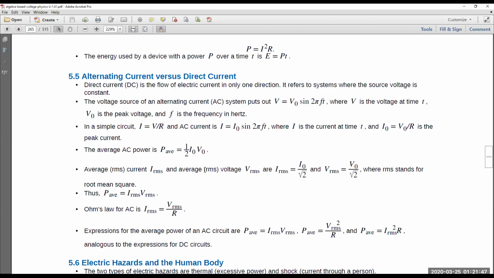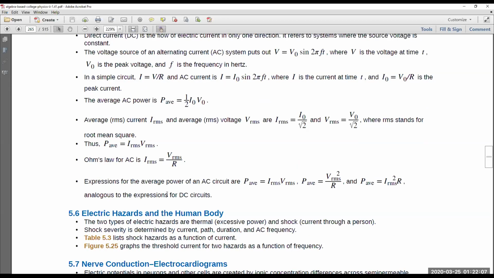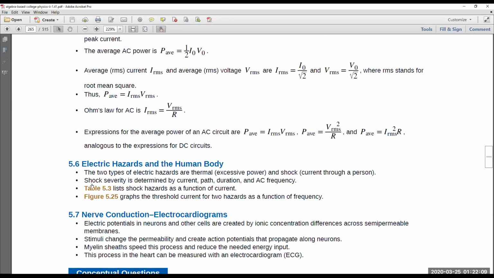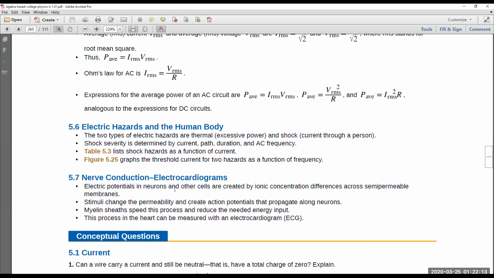So I'm not saying that this is not important. I'm just saying I will not test you on this, but I do require you to review this section, but don't spend too much time trying to master everything. Just read it for information purposes, to be aware of alternating and direct current, as well as the various electrical hazards in the human body and so on.